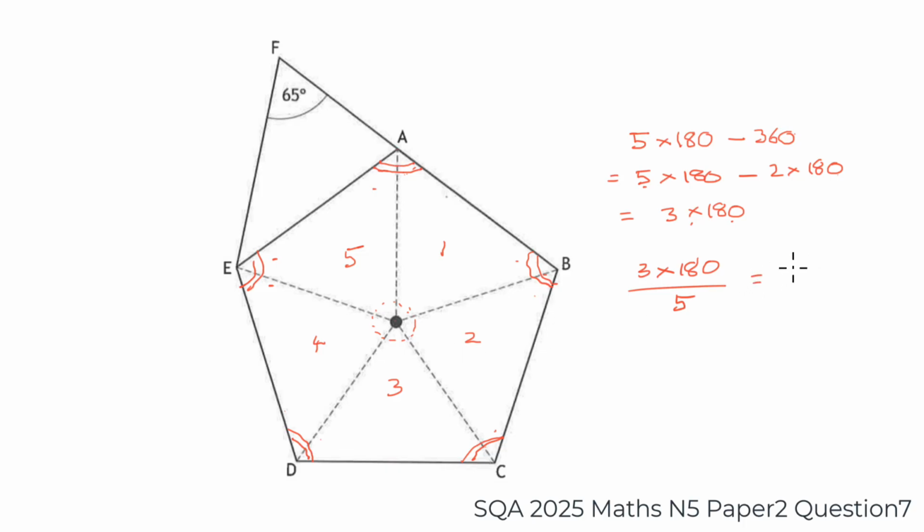Now that's 3/5 of 180. And if you work that out on your calculator, you'll get 108 for the inside angle of this regular pentagon. And that's exactly the same as what we got before. A lovely method, and very different from the previous method.